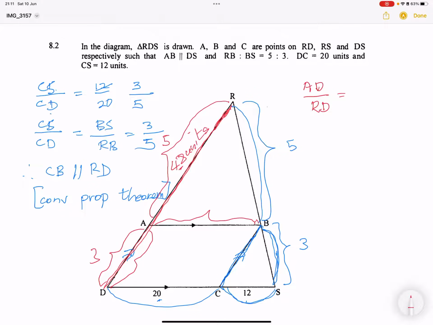Remember, so that will give us 3 over 8, right? So that's 3 over 8. But in this case, we already know how long RD is. So if I want to find the length of AD, this is AD over 48 units, and this is equal to 3 over 8. So we can find out how long side AD is.